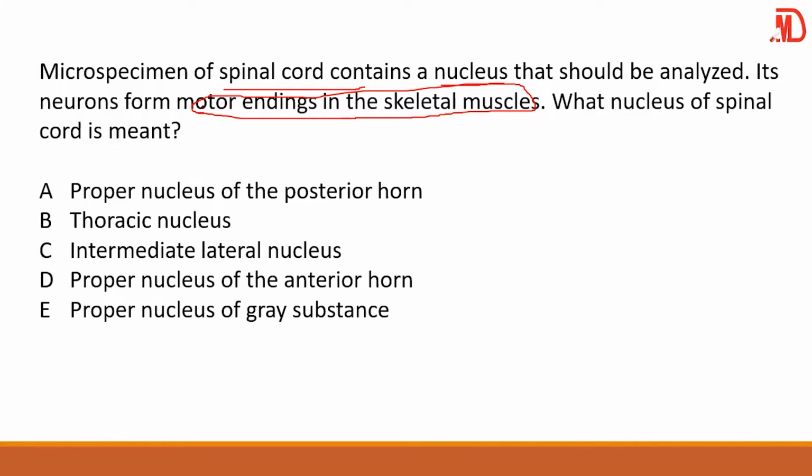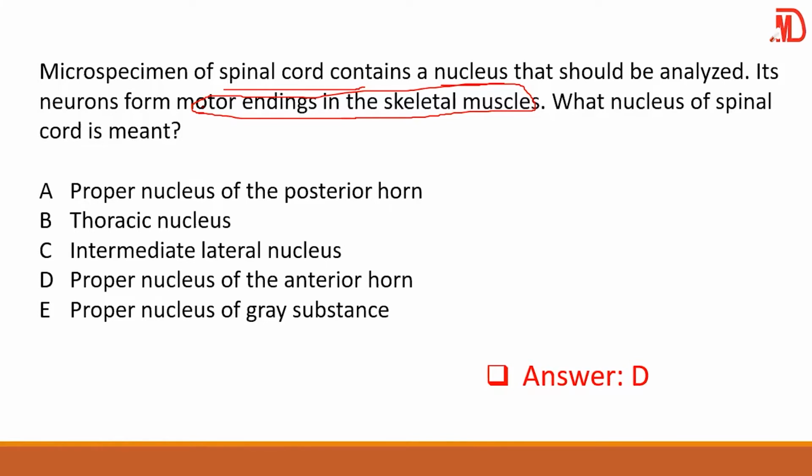So what nucleus of the spinal cord was this meant for? Of course, we are looking at the anterior horn. So it's right for us to say we are having the proper nucleus of the anterior horn. And this is the same as saying the gray matter of the spinal cord. So over here, we're looking at D, anterior horn, proper nucleus of the anterior horn.